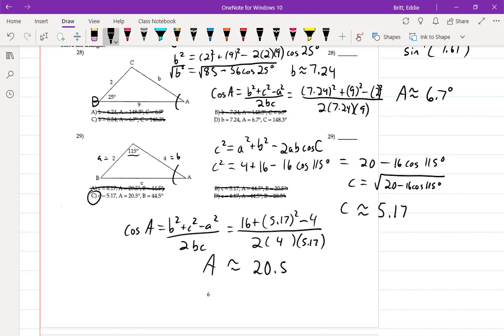Now, if you want to check and make sure, you could just say 180 minus 115 minus 20.5, and you should get 44.5 for angle B. All right.